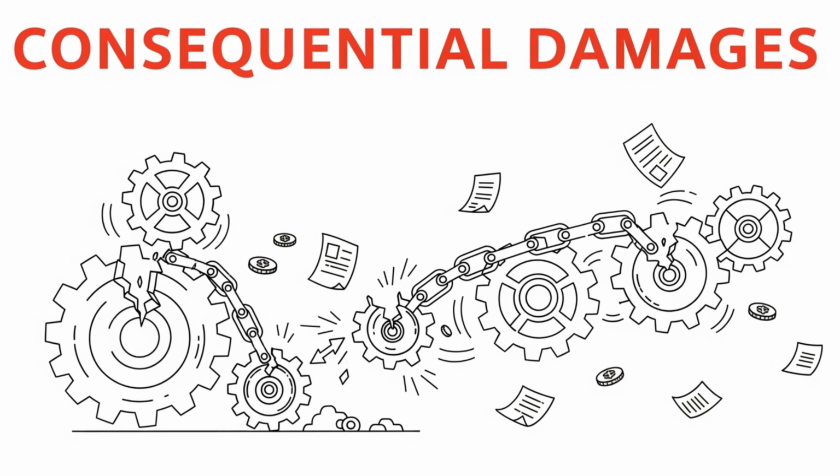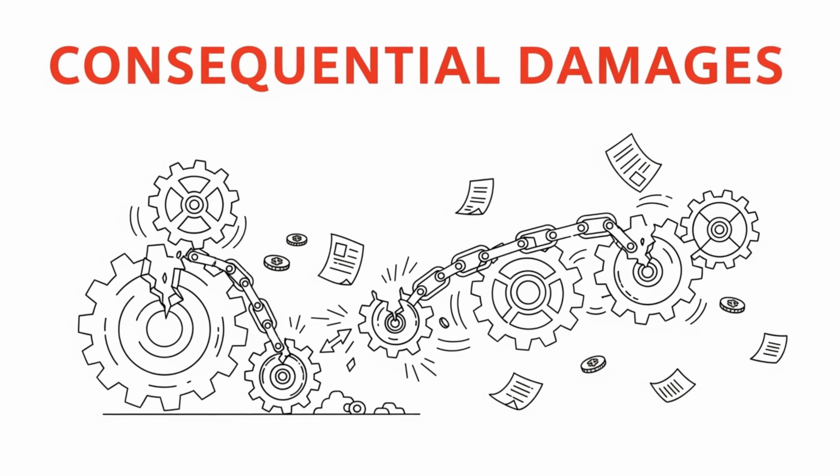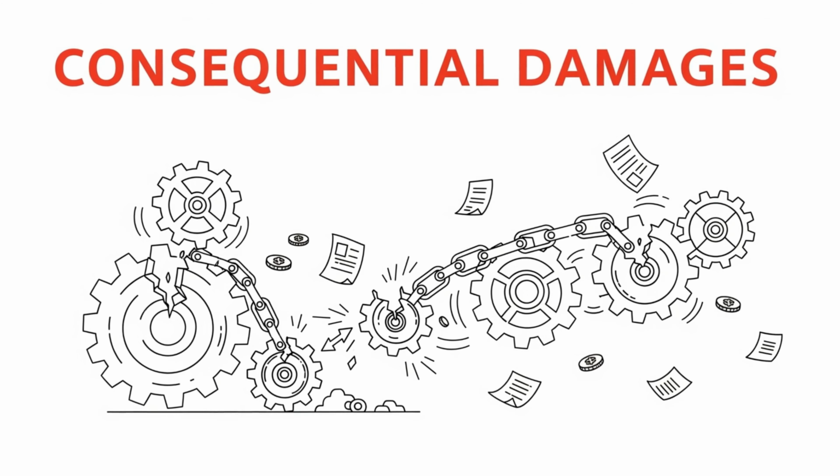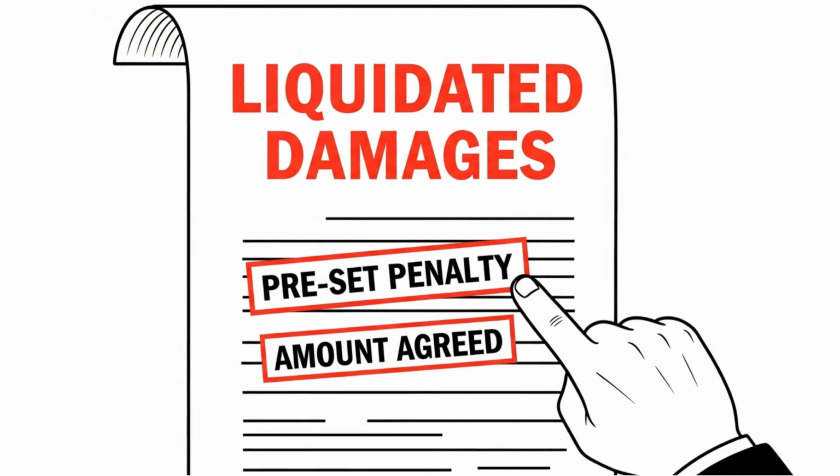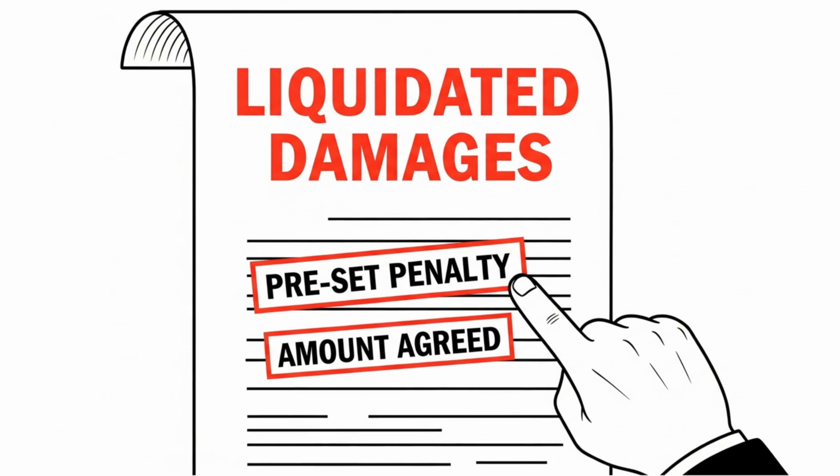Consequential damages are indirect, foreseeable losses from a contract breach, like lost profits or business interruptions. Liquidated damages are a predetermined amount, set in the contract to compensate for a breach when actual losses are hard to calculate.